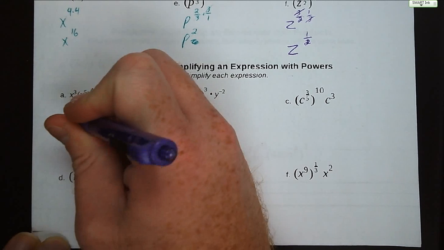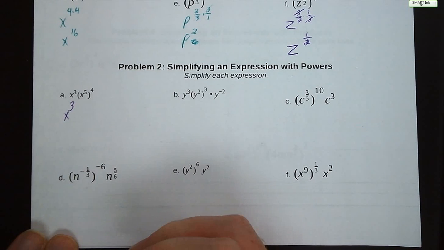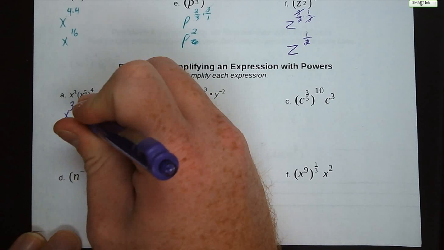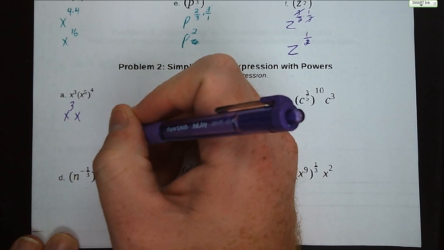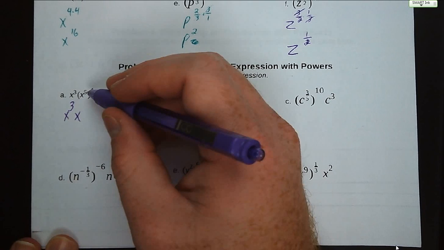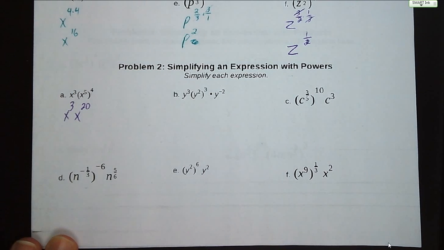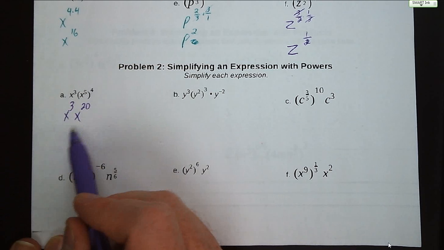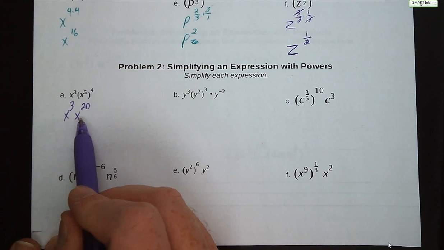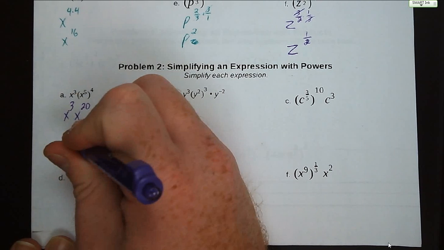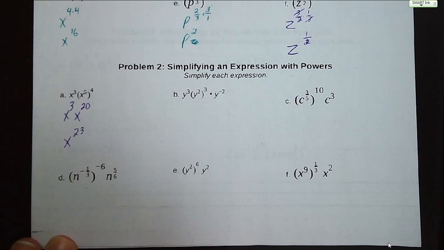So out front, we still have the x to the 3rd, and x to the 5th being raised to the 4th power, that's 4 times 5, which is x to the 20th power. And now we just use the product rule. X, same base, we add our exponents. So it's x to the 23rd power.